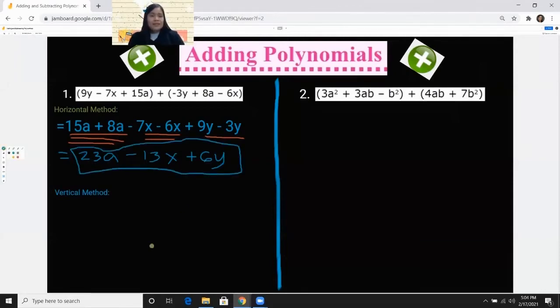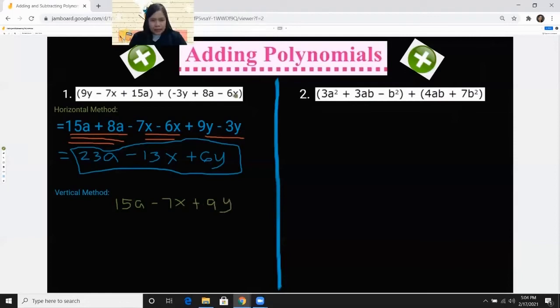And the next method is the vertical method. For the vertical method, we're going to arrange these two groups with parentheses. They have parentheses, that means we have two groups. We're going to arrange them vertically. But before we arrange them vertically, make sure that you also follow the order in the alphabets in rewriting them. So we will write 15A first, followed by negative 7X, followed by positive 9Y. So we separate the first group from the second group, then we're going to add them.